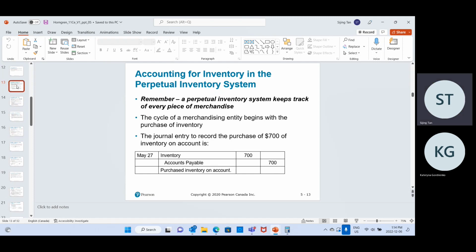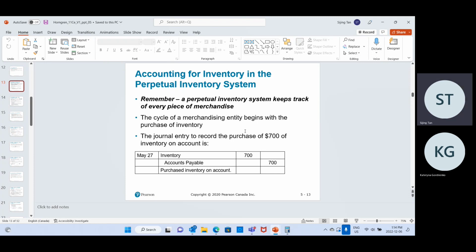We're going to see some examples from here. So, the perpetual system, we talked about it before. Remember, it keeps track of every piece of merchandise. The cycle of a merchandising entity begins with the purchase of inventory. Just remember the cycle we'll talk about: started with cash to purchase inventory, and then sales to the customer, and then collect the cash, right?